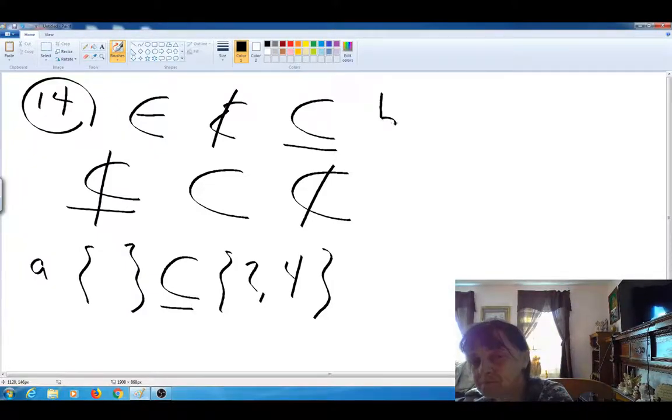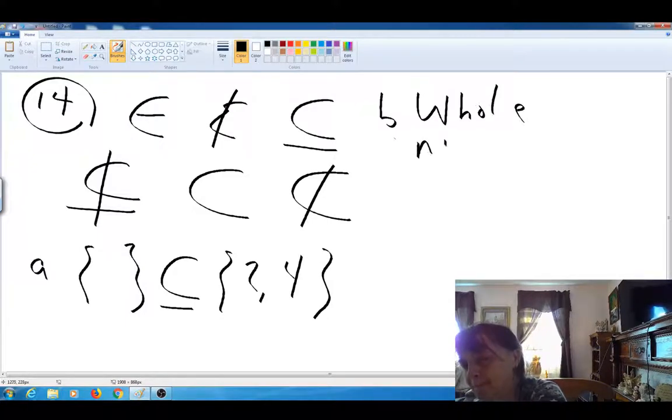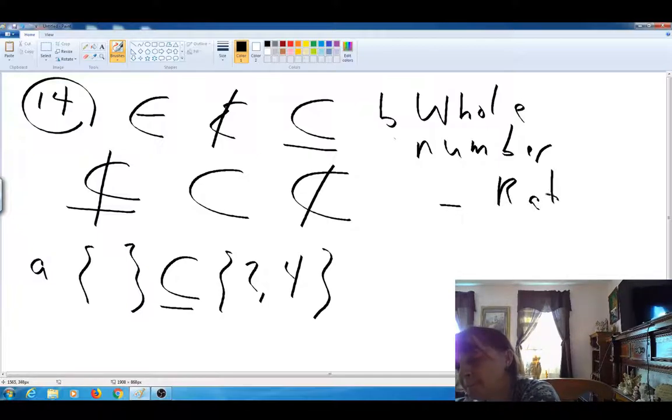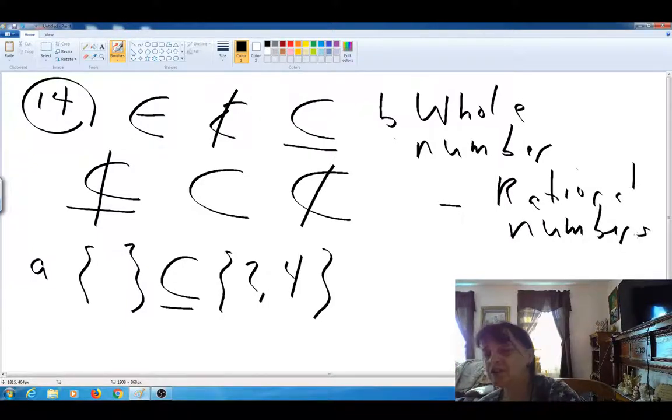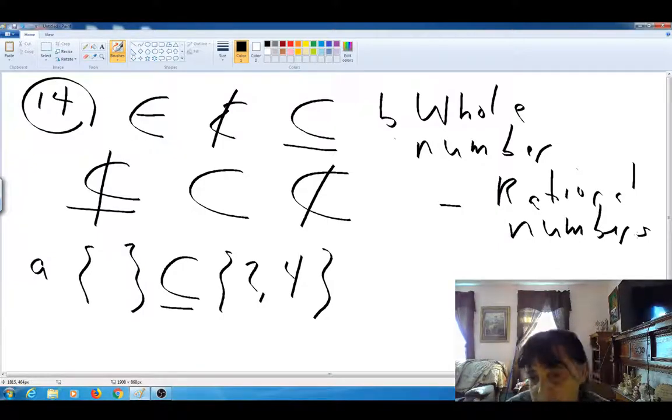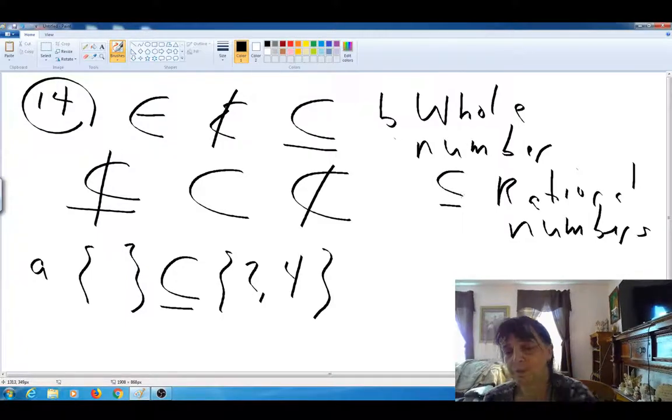B, whole numbers blank rational numbers. Okay, I went over whole numbers and rational numbers with my students the other day. I'll refresh it in just a minute. But whole numbers are subsets of rational numbers.